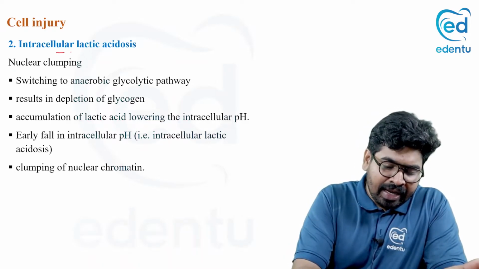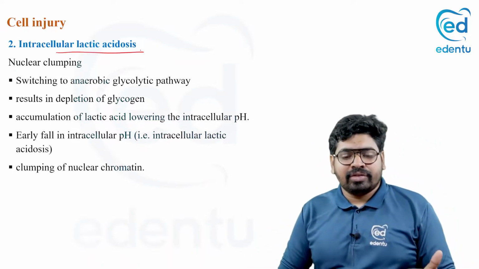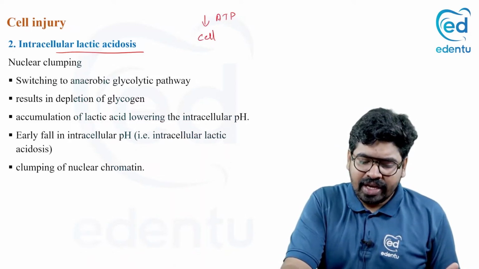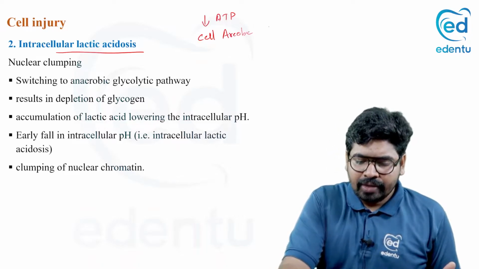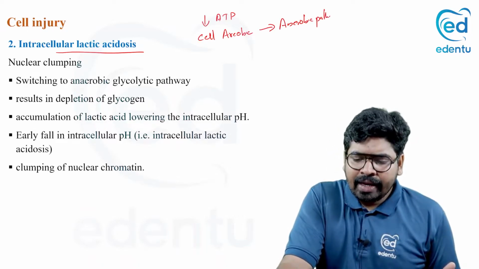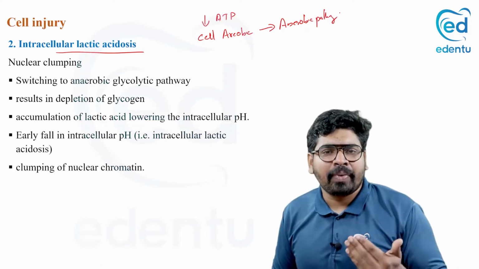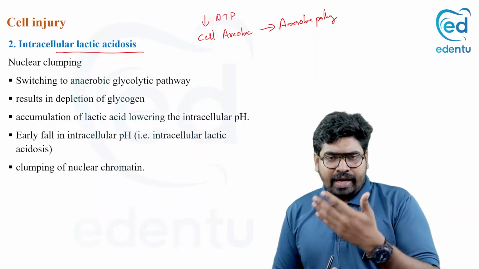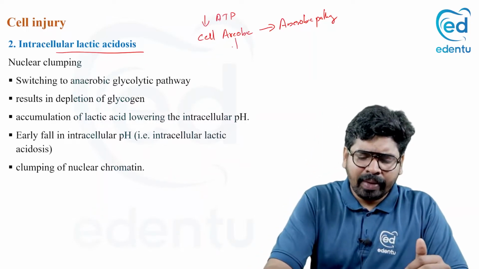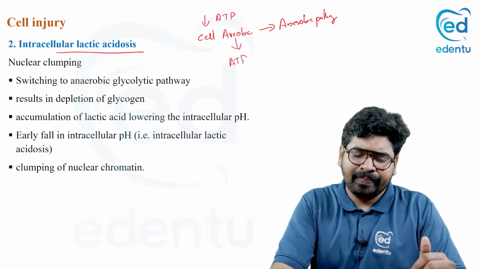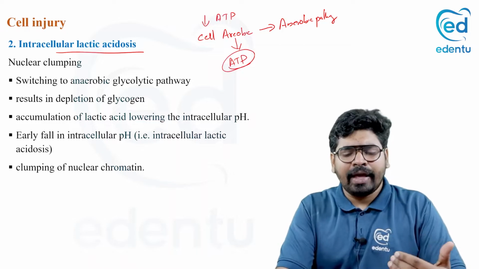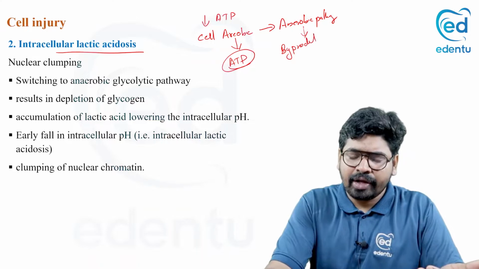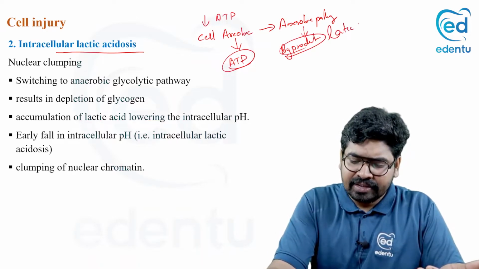Now what happens next when there is a reduction in the ATP? There is an intracellular lactic acidosis. Whenever there is a decrease in the ATP, the cell will change its aerobic pathway to anaerobic pathway. Now, aerobic and anaerobic pathway. In your first year biochemistry, you have seen the aerobic pathway, your Krebs cycle, your glycolysis cycle, and the anaerobic pathway. Now, in the aerobic pathway, what is the byproduct? That is ATP. ATP is produced in the aerobic pathway, but in the anaerobic pathway, there is a different byproduct. Which is that byproduct? That is called lactic acid.